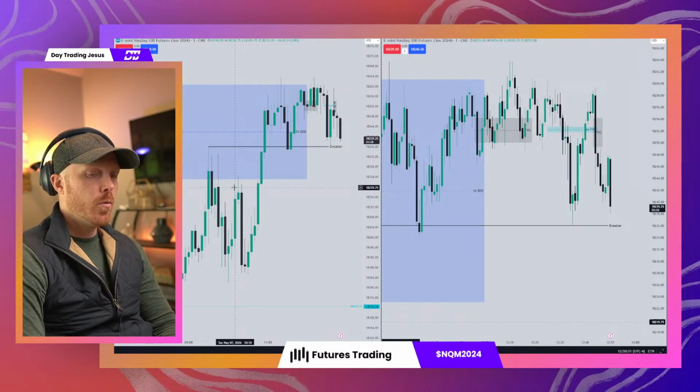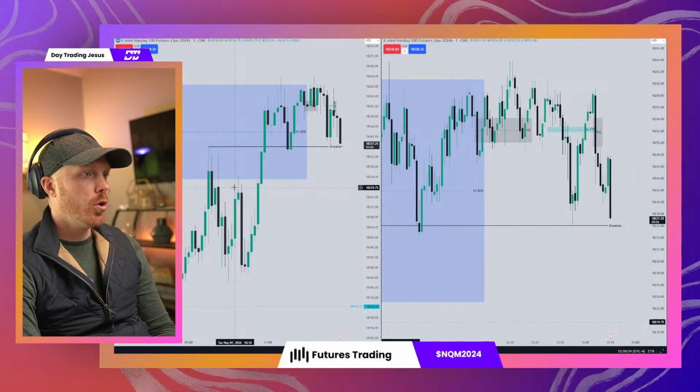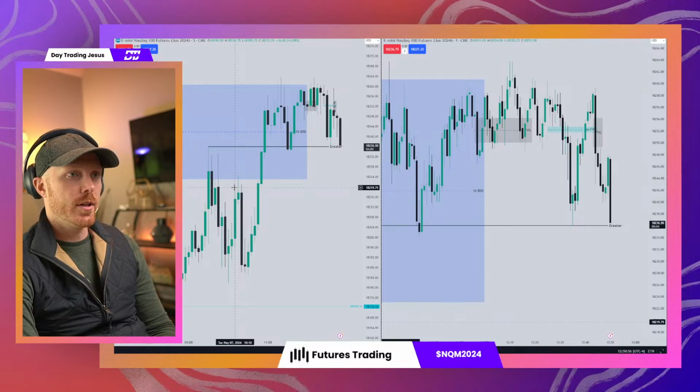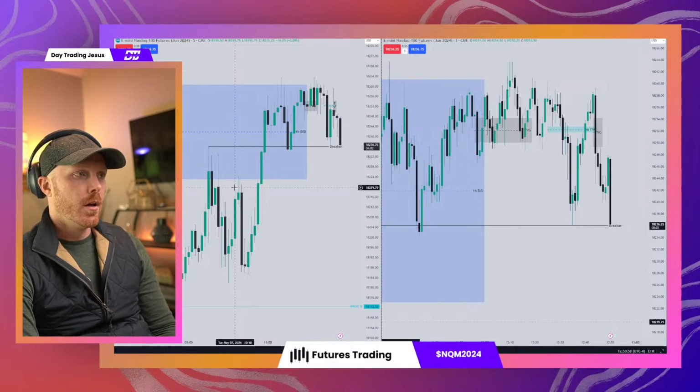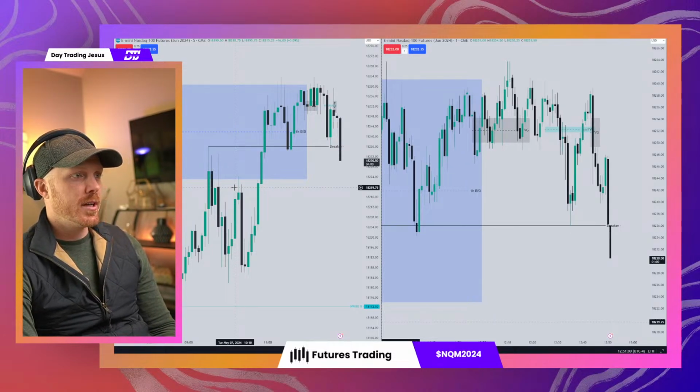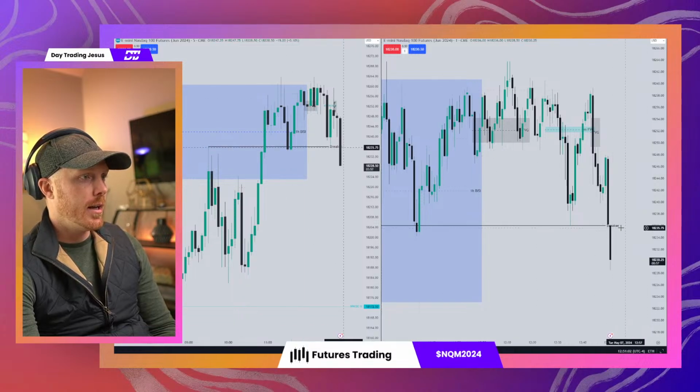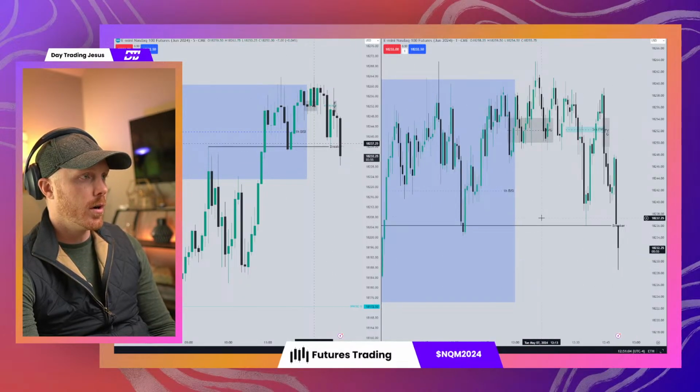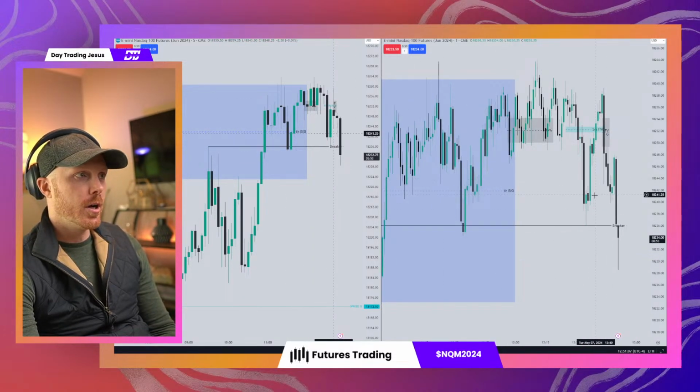Hey, if you're joining, we are doing the PM session. We're looking for price. I'm looking for a reversal at the moment. But price has been consolidating in this area. Now we're starting to see it break lower. However, there's not really an entry model for me right now.